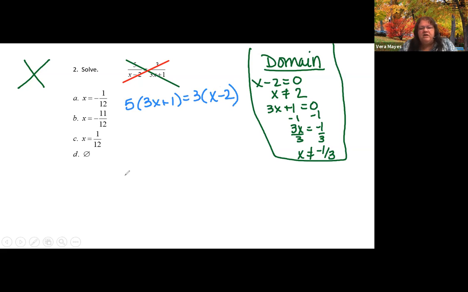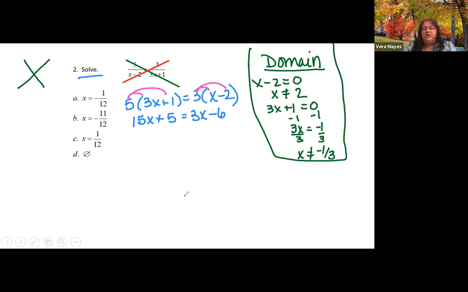It's kind of a shortcut way of getting around getting a common denominator. And now I don't have fractions to deal with anymore. So now I can just go ahead and distribute on both sides and see what I have to deal with. On this side, if I distribute the 5, I get 15x plus 5. On the right-hand side, if I distribute that 3, x minus 6.